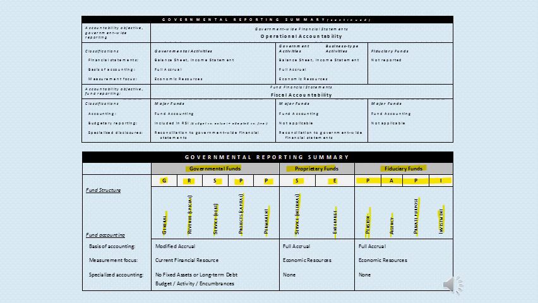Now notice, even though we have not written in here, we need to remember that when we're down here at the fund level, okay, when we're down here at the fund level, we want to remember that we are having a fiscal accountability focus.